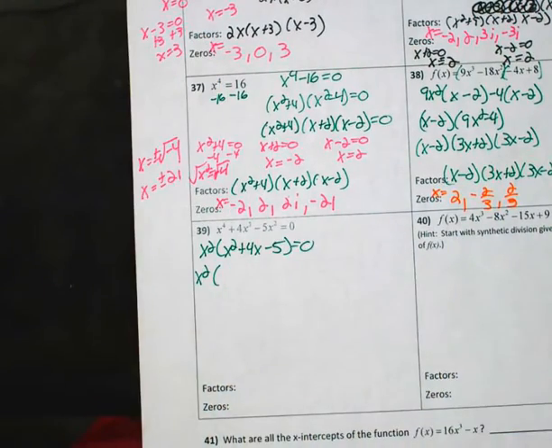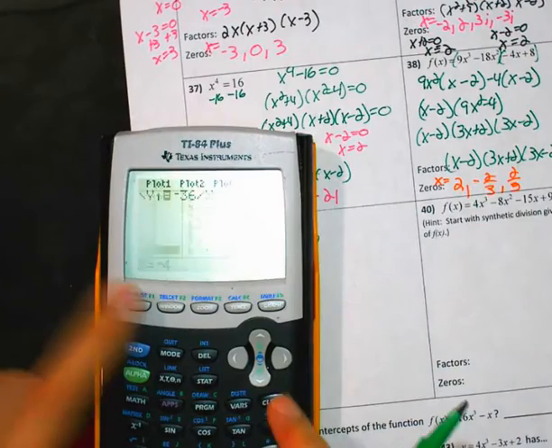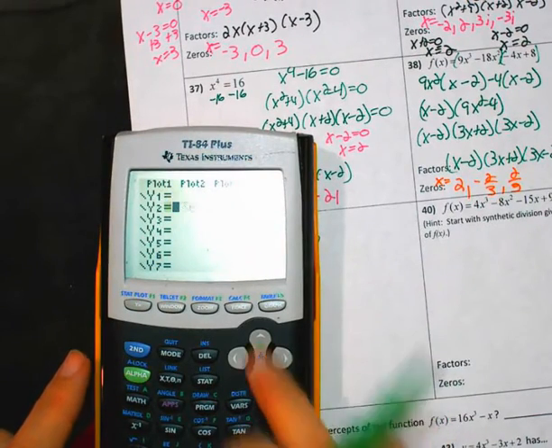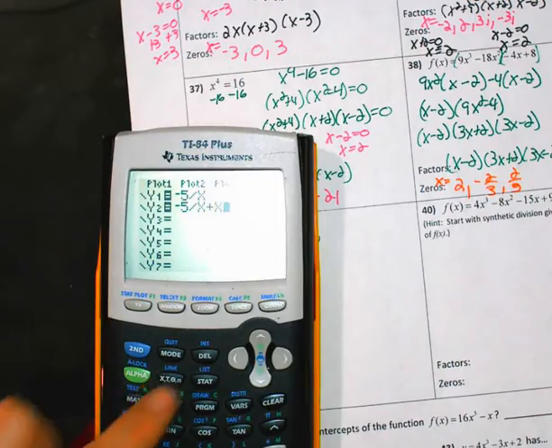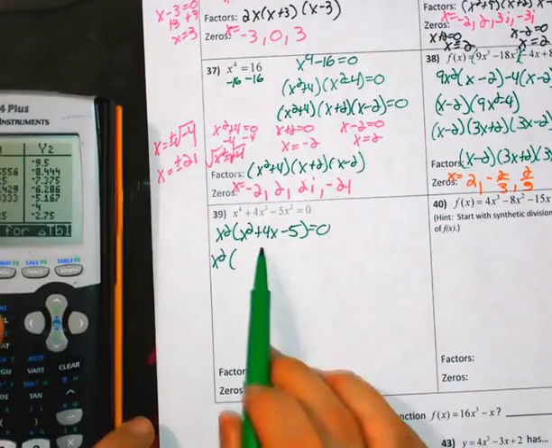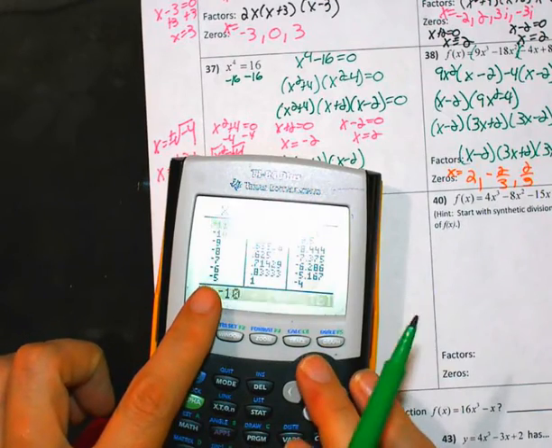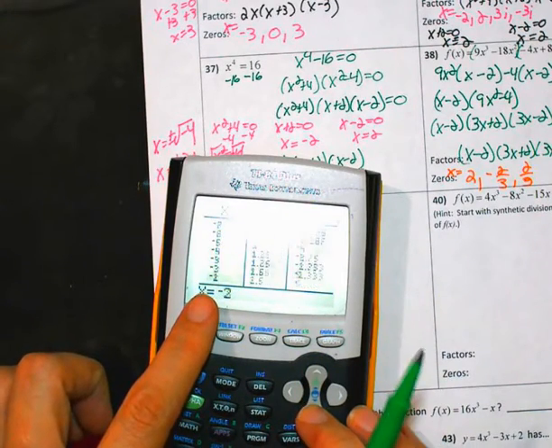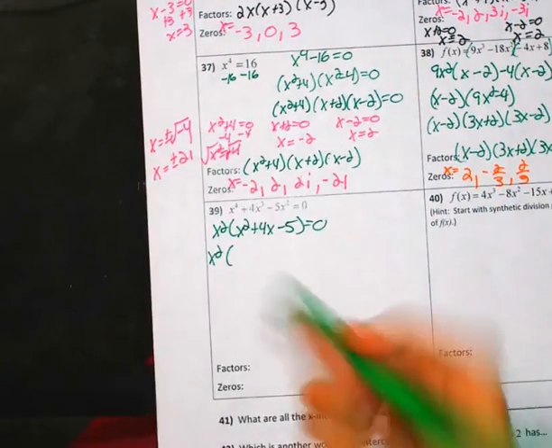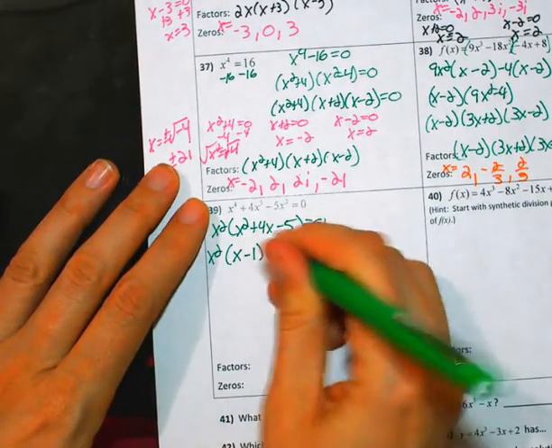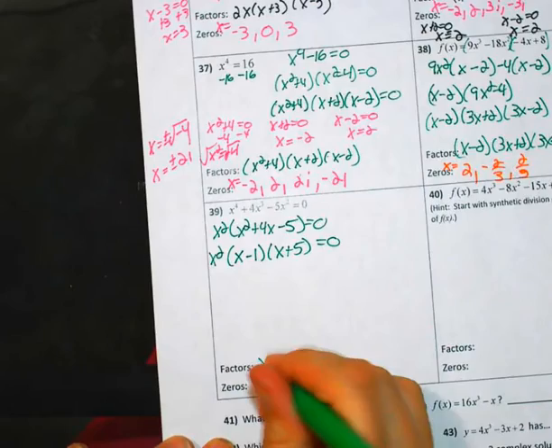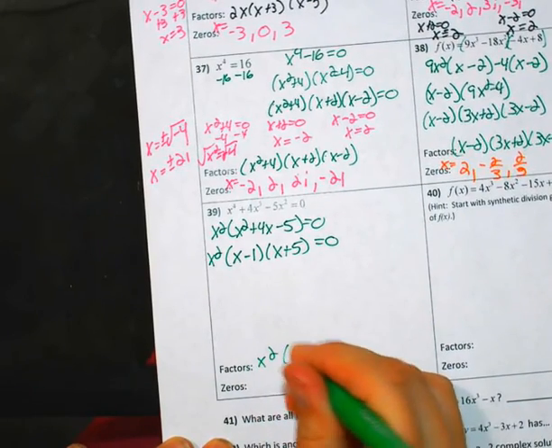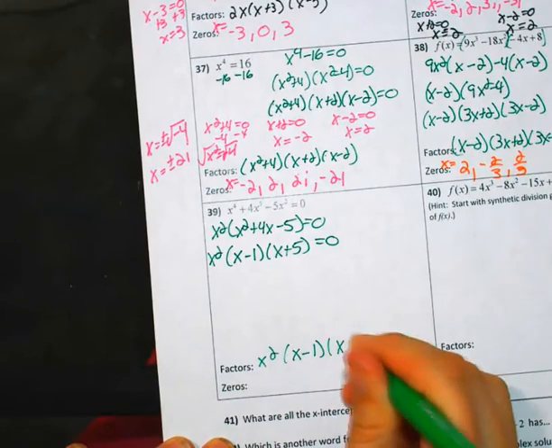So because there's 3 terms, I want to look for factors of negative 5 that add up to positive 4. See, negative 1 and 5. So my factors are x minus 1, x plus 5 equals 0. So those are my factors, x squared, x minus 1, x plus 5.